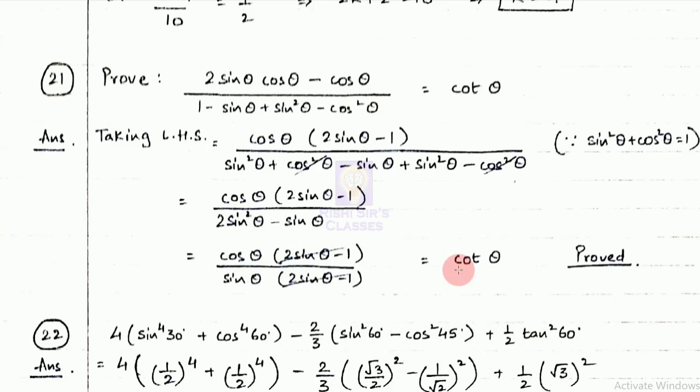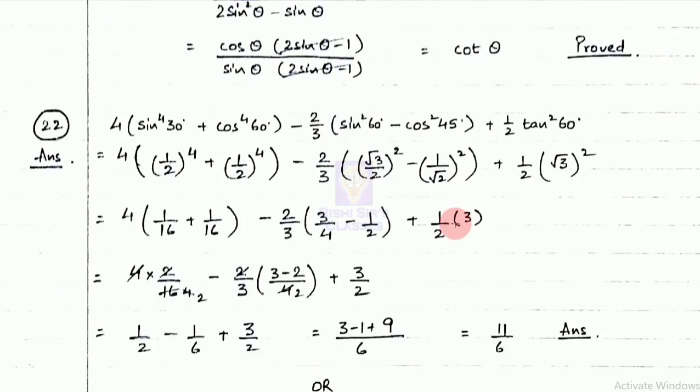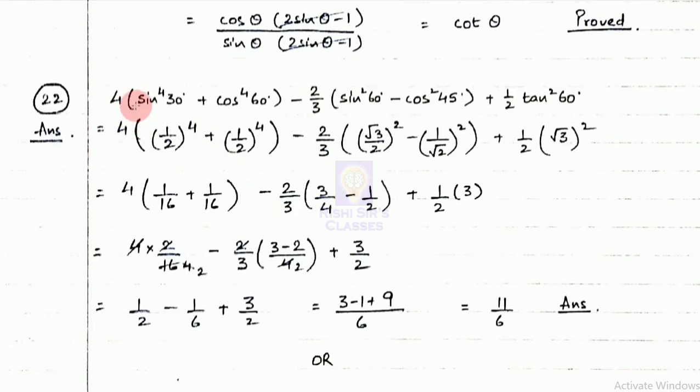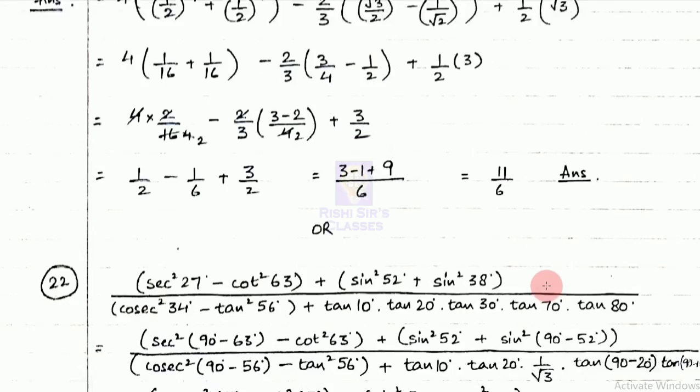Okay. Moving on to question number 22. It is 4 sin 30 plus cos 60 minus 2 upon 3 sin square 60 minus cos square 45 plus half tan square 60. So in this, you just need to put the values of sin 30, cos 60, sin 60, cos 45 and tan 60. Do the correct calculations, you will get the answer as 11 upon 6.